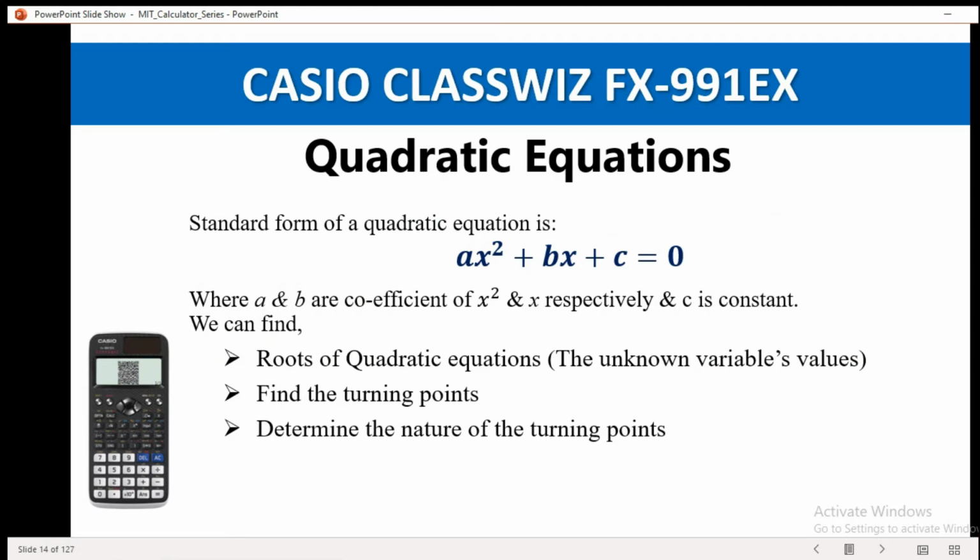So we have a standard quadratic equation on our screen, that is ax squared plus bx plus c equal to 0, where a and b are the coefficients of the square term and the x term respectively, and c is basically representing a constant value.